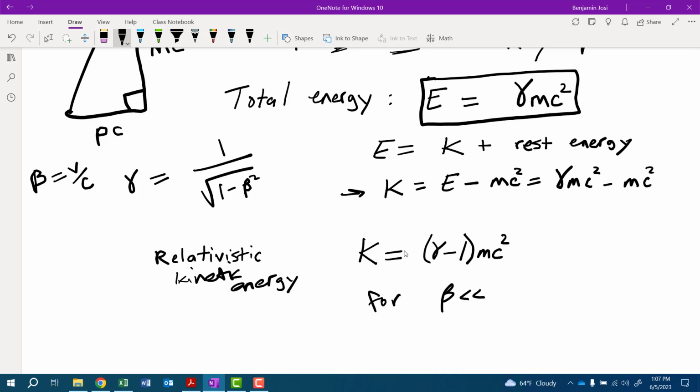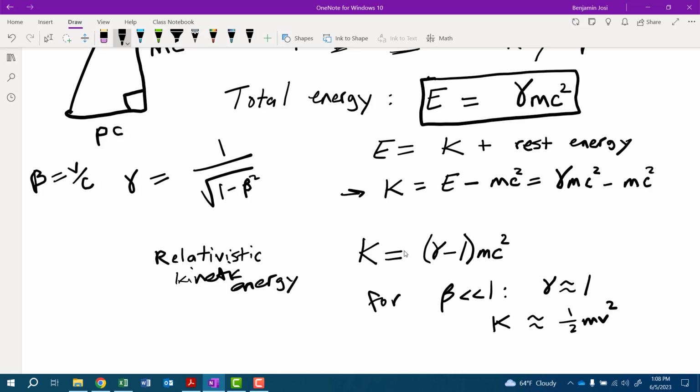Now, for beta much less than 1, which is true anytime you're walking or running or driving or even on the space shuttle, gamma is basically just 1. We just saw that in Desmos. It's not equal to 1. It's really close to 1. And what you can do is a power series expansion for gamma. You guys know that from calculus, right? Second semester calculus, you learn about Taylor series expansions. And if you do a Taylor series expansion of gamma, what you find is that the kinetic energy is very close to 1/2 m v squared.